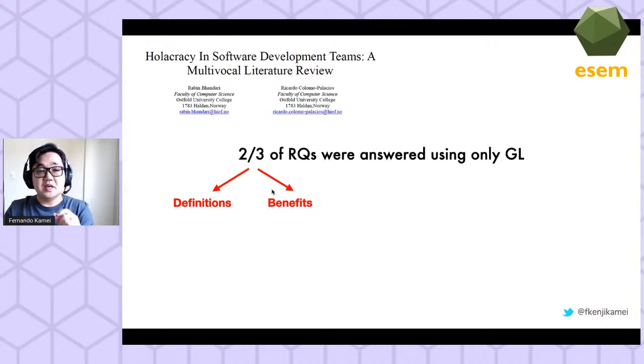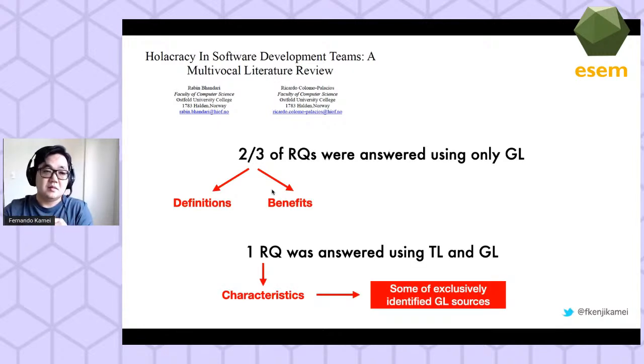In this study that investigated holacracy in software engineering, it is interesting to note that 2 out of 3 research questions were exclusively answered using gray literature sources. These research questions are related to the definitions and the benefits of holacracy. The third research question explored the characteristics of holacracy and was answered using both gray literature and traditional literature. However, we identified some characteristics that were exclusively identified in gray literature.